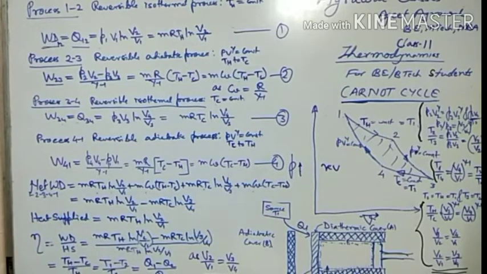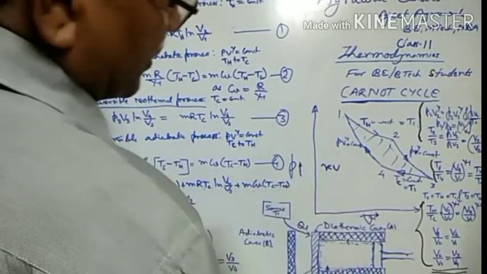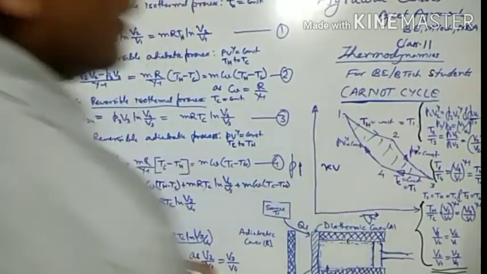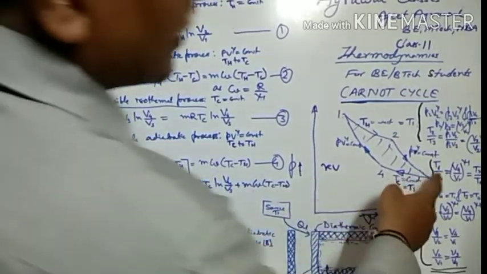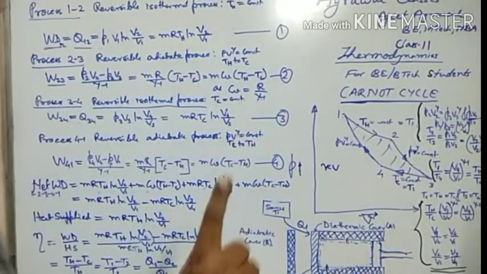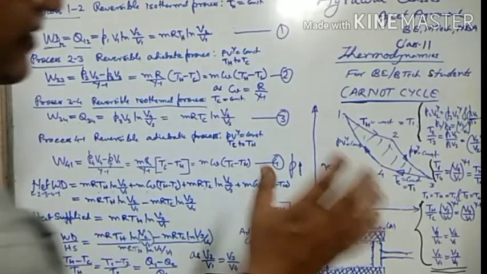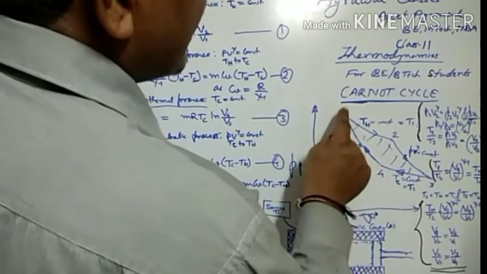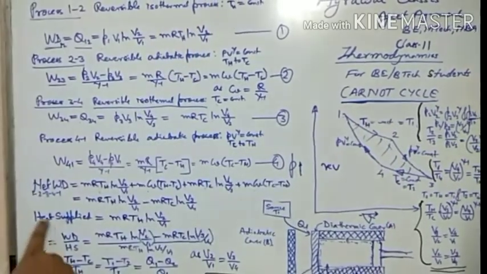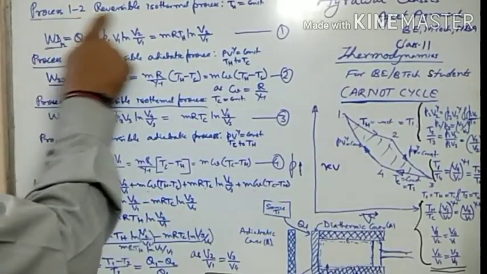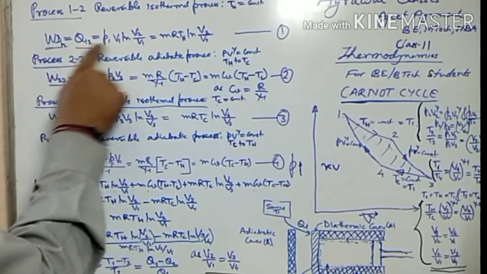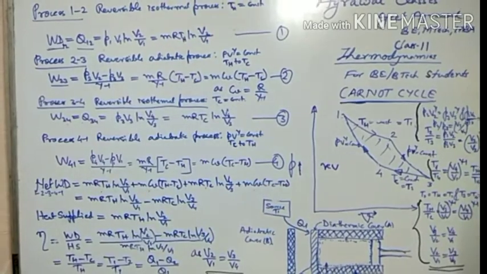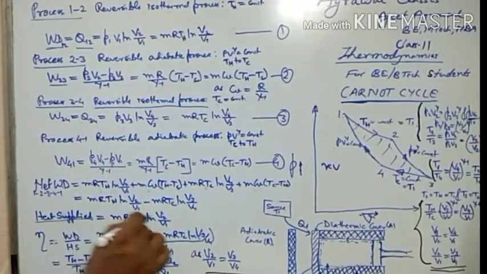Now this is the work done. Let us find out the heat supplied. The heat supplied during this cycle is only in the process 1 to 2. During the process 3 to 4, it is the heat rejection, not the heat supplied. So during this cycle, whatever heat we supplied is in 1 to 2 only, and for the process 1 to 2, work done equals heat supplied, so it equals mRTH log of V2 upon V1. So we know the heat supplied during the cycle.